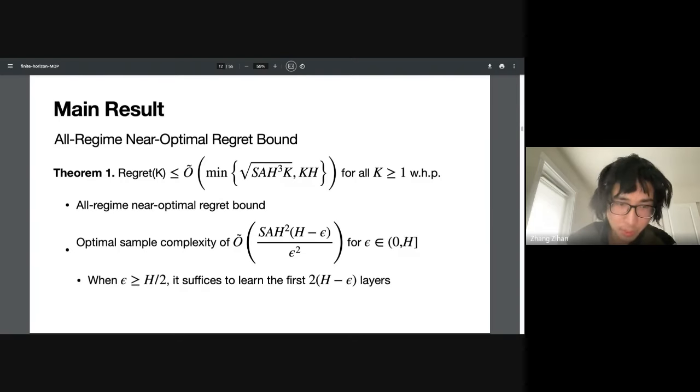But I want to mention that when epsilon is very close to H, things get slightly different. People may expect the complexity of SAH^3 over epsilon squared in most cases. But when epsilon is really close to H, for example, when epsilon equals H, there is nothing you need to learn, so the sample complexity will be zero. Actually, when epsilon is larger than H over 2, it's sufficient to learn the first 2 times (H minus epsilon) layers. And you can apply Theorem 1 to these layers to get the desired epsilon-optimal policy.